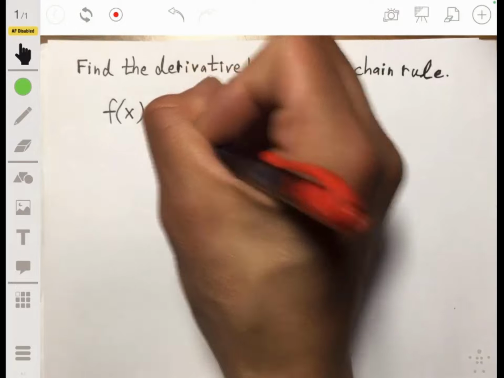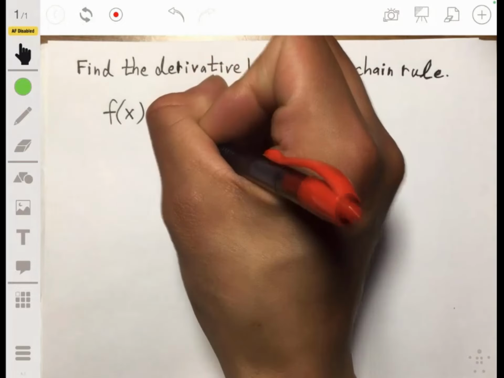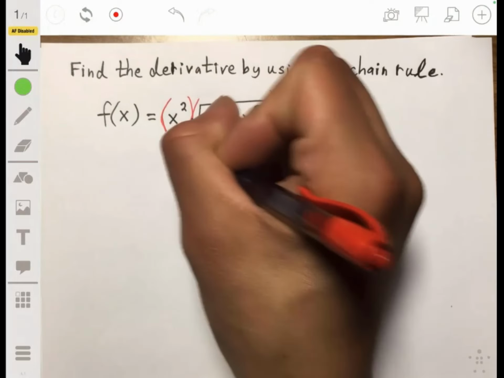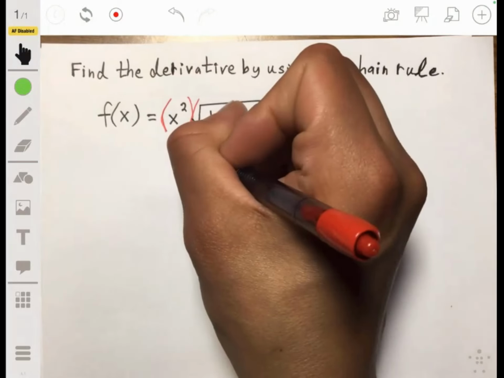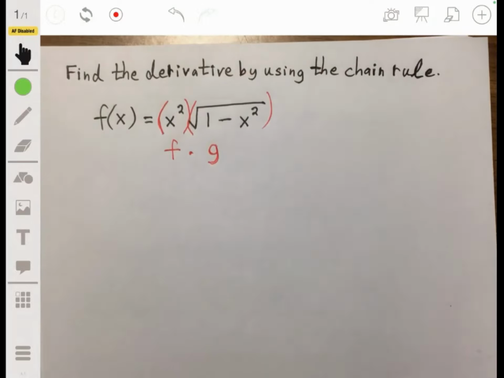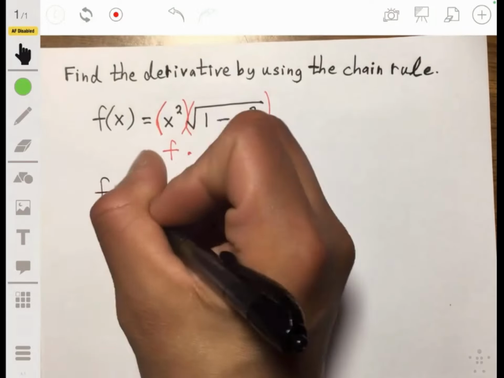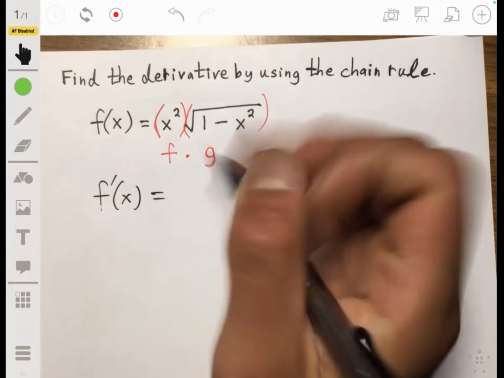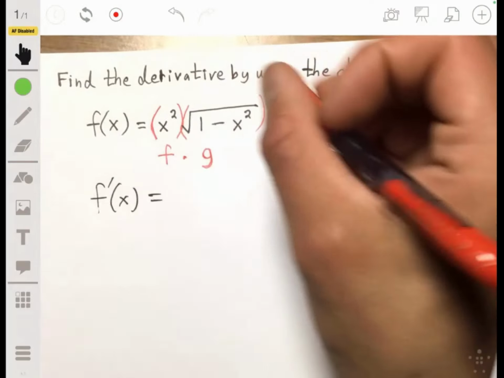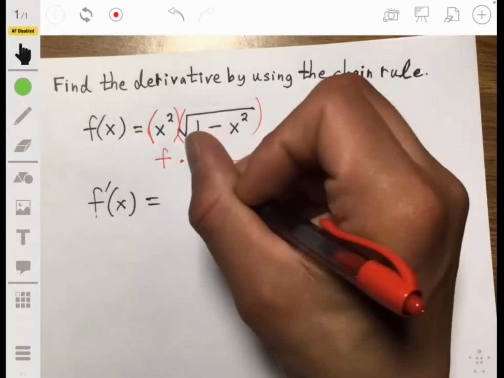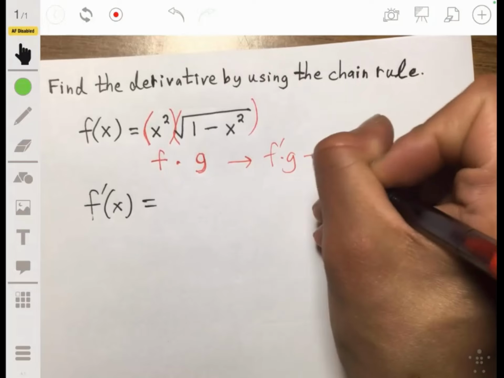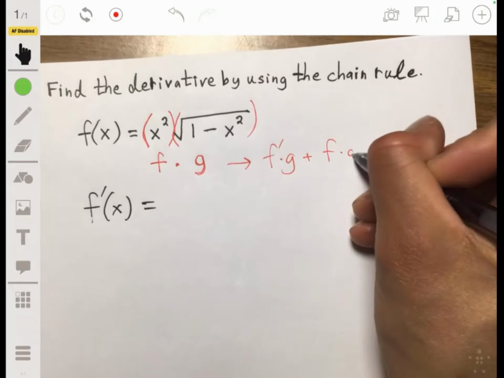So to start off, what we have here is actually a product. You have one function here, let's call that f. Let's just say that's your f. This is your g. So to find the derivative of this, remember, the derivative of f times g is f prime times g plus f times g prime.